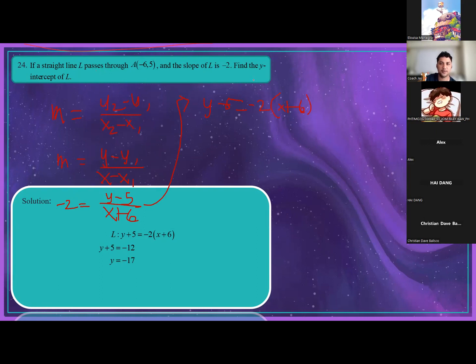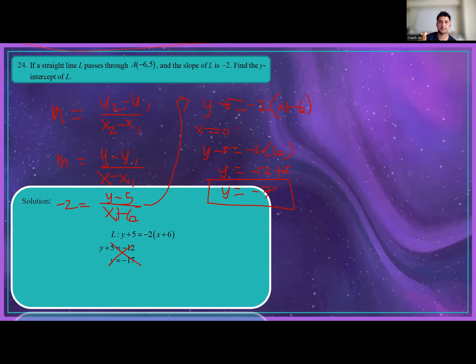We need to find the y-intercept, so we let x equal 0. So y minus 5 equals -2 times 6. We have y equals -12 plus 5, so y equals -7. So this one is wrong. Next.